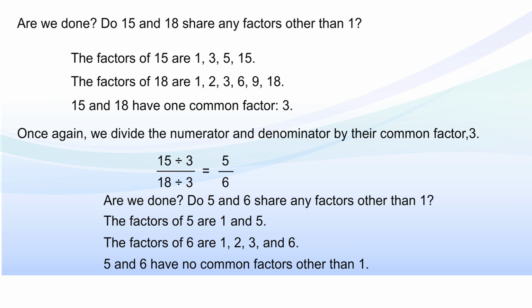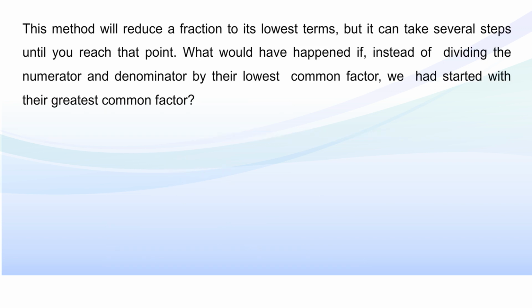Are we done? Do 5 and 6 share any factors other than 1? The factors of 5 are 1 and 5. The factors of 6 are 1, 2, 3 and 6. 5 and 6 have no common factors other than 1.